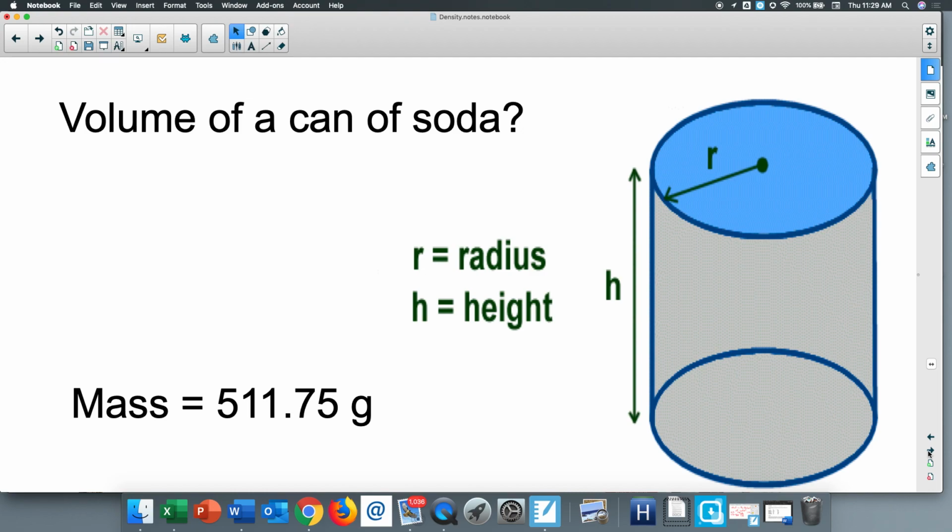Okay, so, interestingly, when I went to 7-Eleven, they don't sell cans of normal soda anymore. Like, Coke is sold in bottles. You have to get, like, energy drinks to get a can anymore.